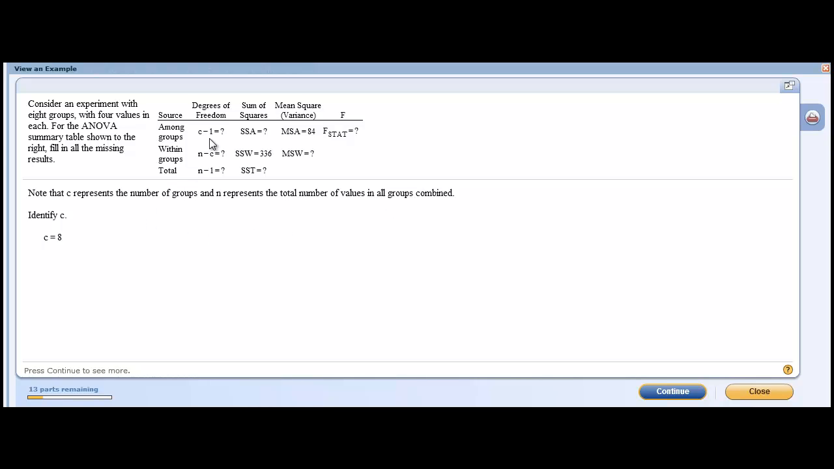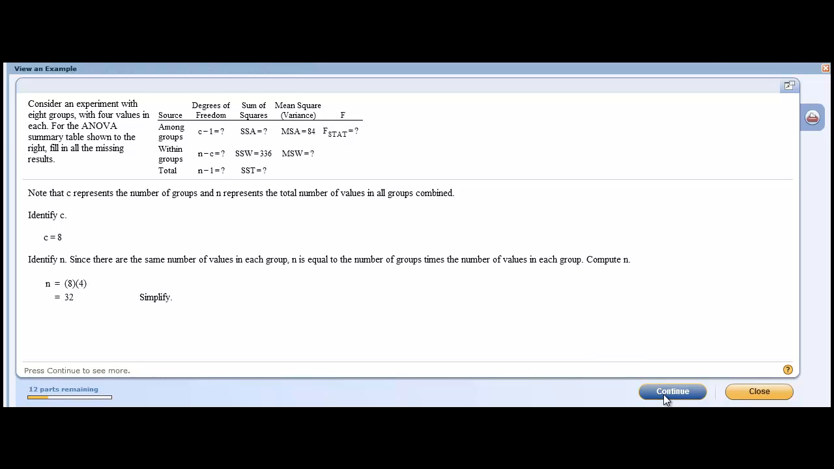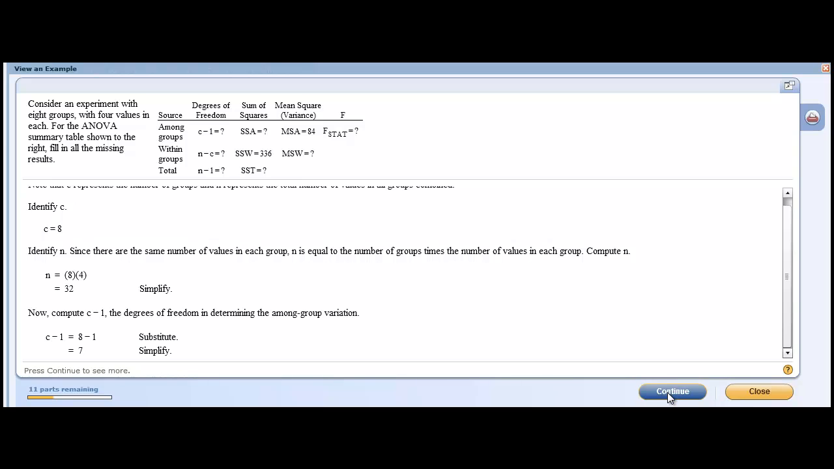So here for C minus 1 in our ANOVA table, we're going to have 7 degrees of freedom, right? Here we're going to have 32 minus 1 or 31 degrees of freedom, and 32 minus 8 is 24. So we'll end up with 7 plus 24 is equal to 31, and that'll make our first column there. So it just shows you how to do that. Continue. It shows you step by step how to work the problem.